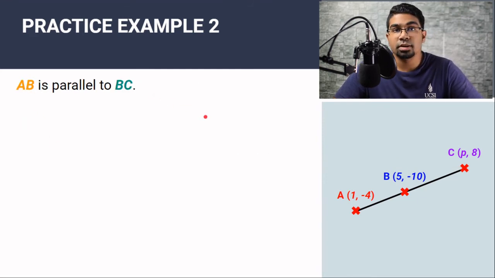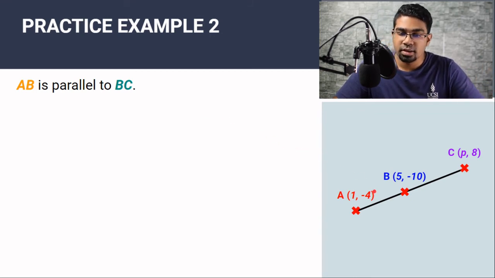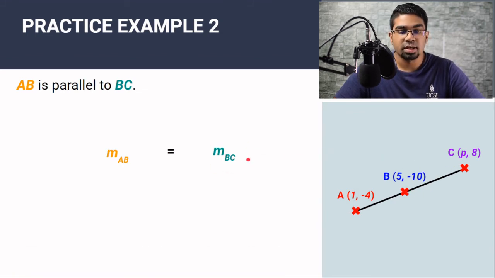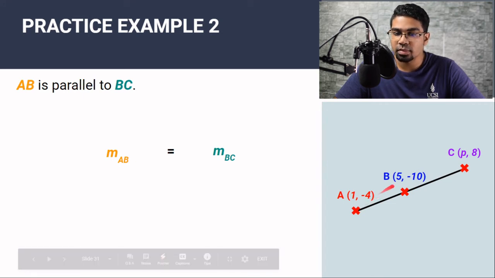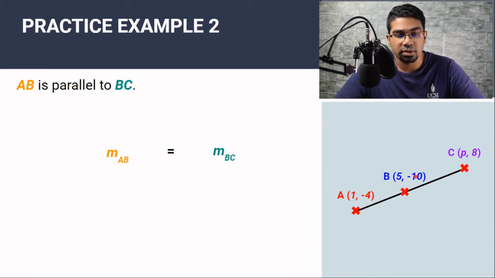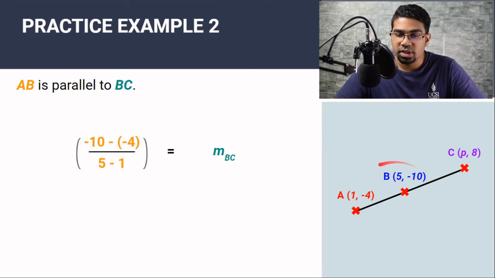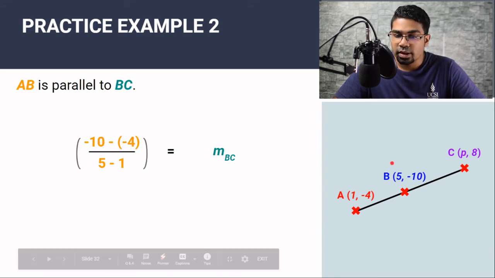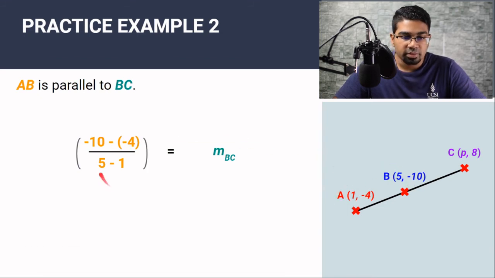So if AB is parallel to BC, remember parallel lines have exactly the same gradient. So here the gradient of AB will be the same as gradient BC. How to find the gradient of AB? So here both are negative numbers. It doesn't really matter which I choose as 2 and 1. So I've chosen B as 2. So this will be y2 minus y1. Negative 10 minus negative 4. And then 5 minus 1, x2 minus x1.